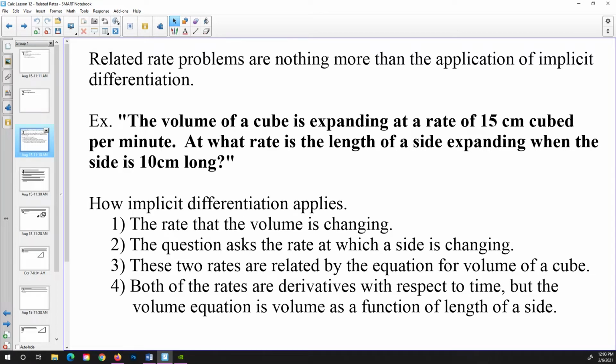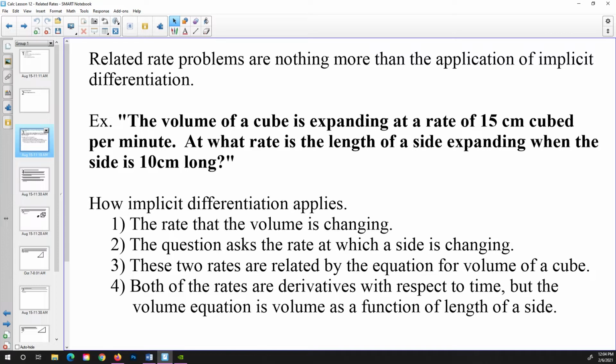We want to talk about how implicit differentiation applies to this problem. First, we know the rate that the volume is changing. Second, the question asks the rate at which a side is changing. These two rates are related by the equation for the volume of a cube. Both of the rates are derivatives with respect to time, but the volume equation is a volume as a function of length of the side. Neither of those two variables is time.